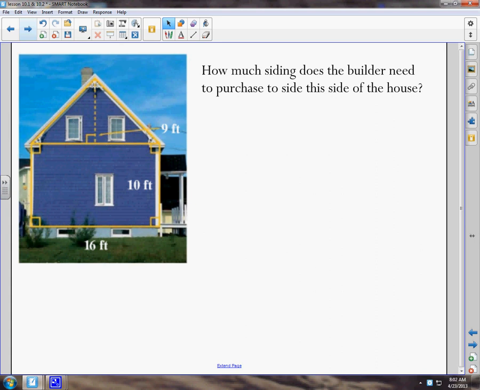All right, so here is a practice problem that you will most likely see on a quiz or a test. It says, how much siding does the builder need to purchase to side this side of the house? So try this problem and then we will go over it.